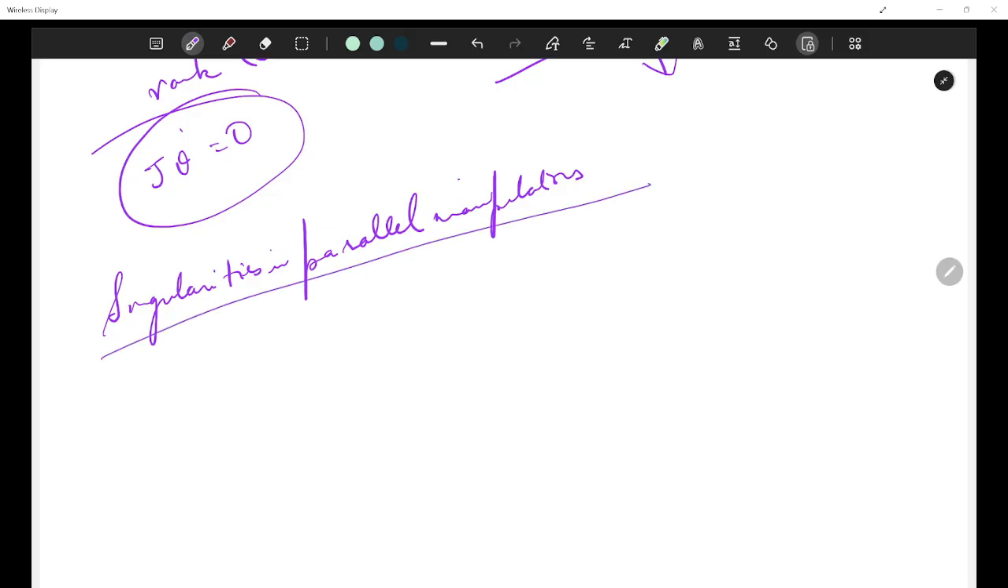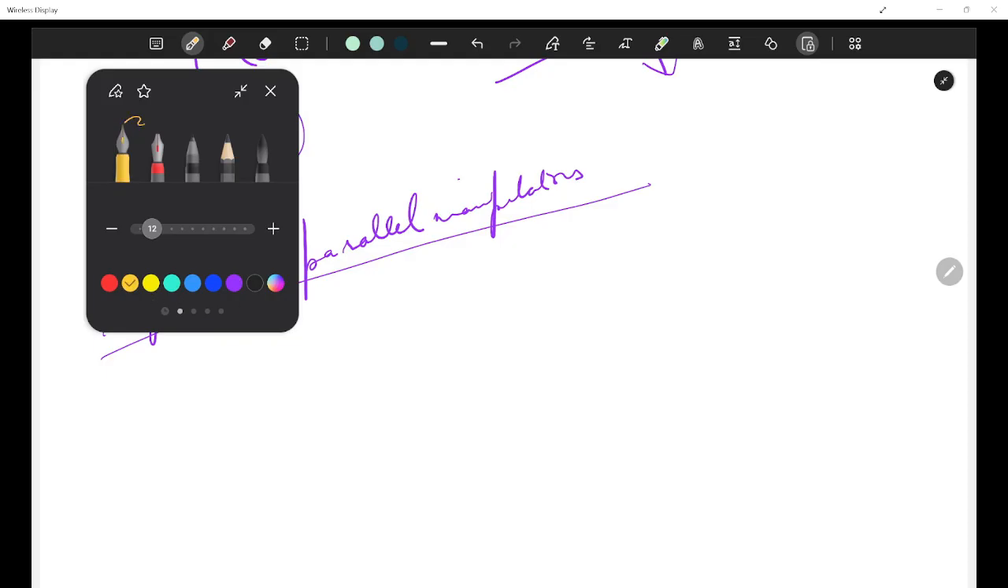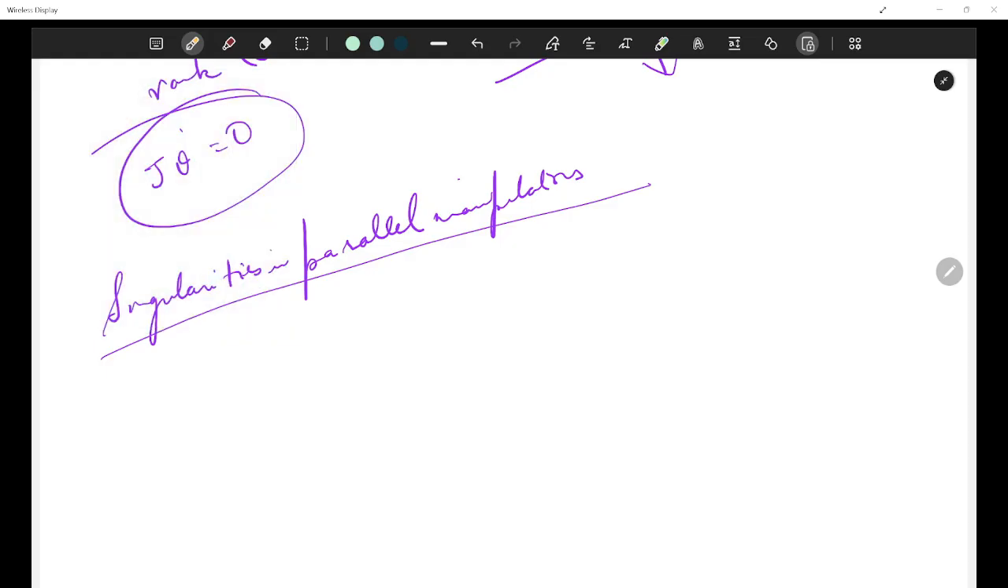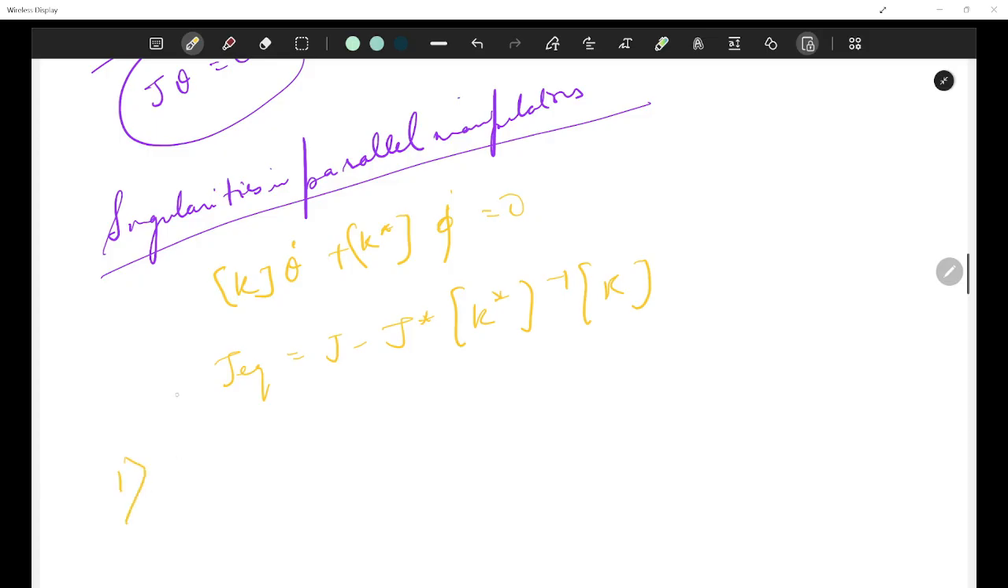Let's talk about this. Parallel robots have two Jacobians from the constraint. We already saw the J equivalent concept, right? K times theta dot plus K star times pi dot is equal to 0. So the equivalent Jacobian that we get here is J minus J star K star inverse K. There are two types of singularities here. One is the inverse kinematic singularity.